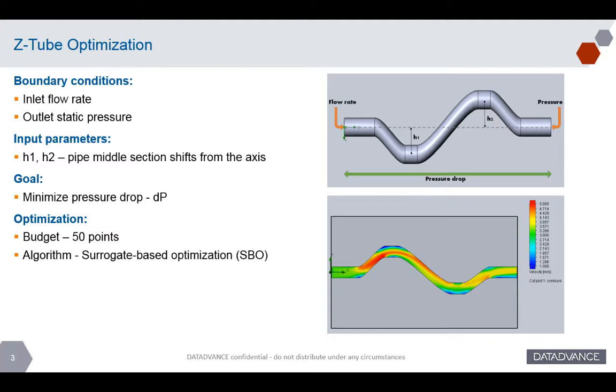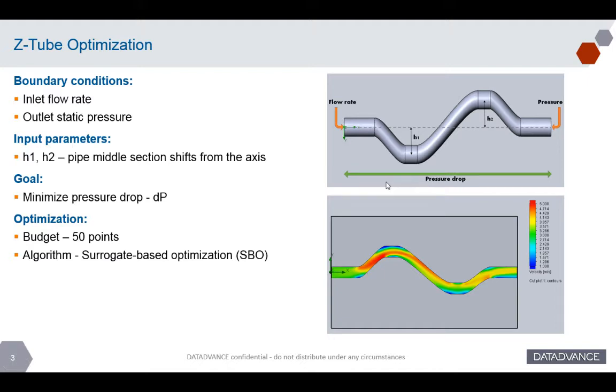As the boundary condition, it has inlet flow rate and outlet static pressure. As input parameters, it has H1 and H2 as the shift from the axis of the pipe middle sections. The goal is to minimize the pressure drop.